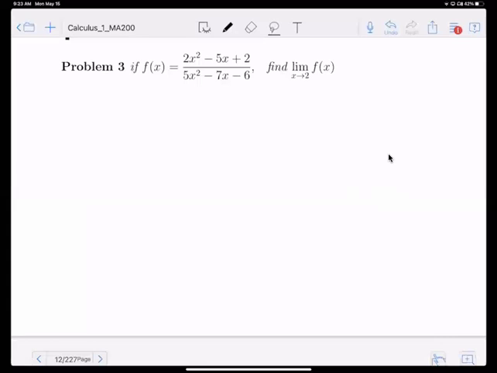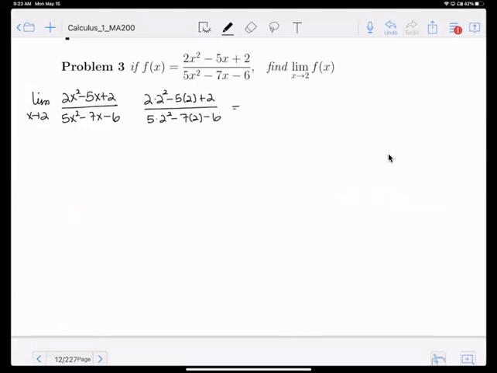Okay, so we first check the limit as x approaches 2 of (2x squared minus 5x plus 2) over (5x squared minus 7x minus 6). We substitute 2: 2 times 2 squared minus 5 times 2 plus 2 over 5 times 2 squared minus 7 times 2 minus 6. This is a 0 over 0 case. Okay, so we have to do something, which is factoring. This is the only technique that we have learned.